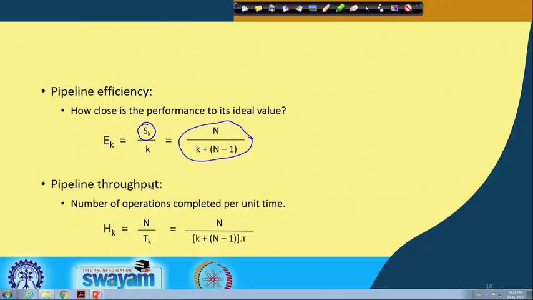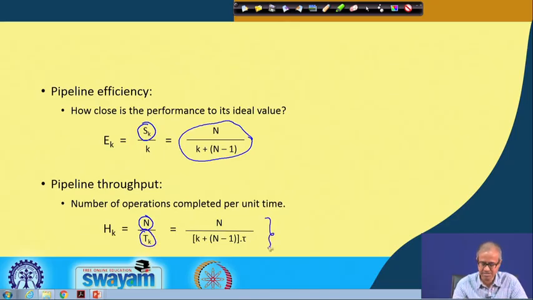And another term, which is of course not that important in the present context, is pipeline throughput: the number of operations completed per unit time. The total number of operations is n and the time taken is Tk. If you divide it, you get an expression, and this is the pipeline throughput. So, this is how you can make some simple calculations for a pipeline.